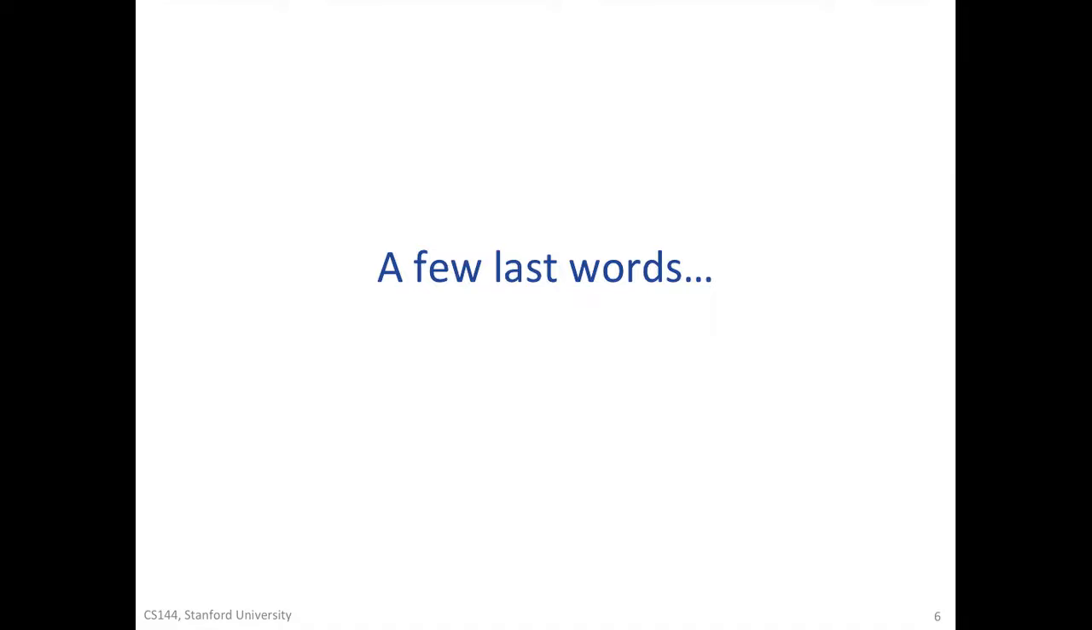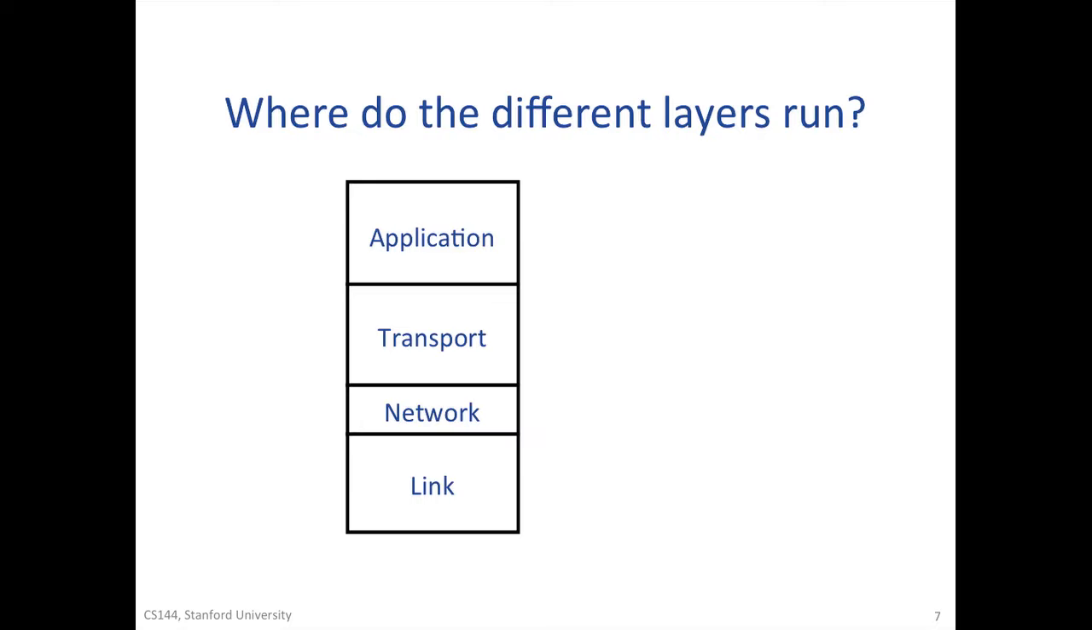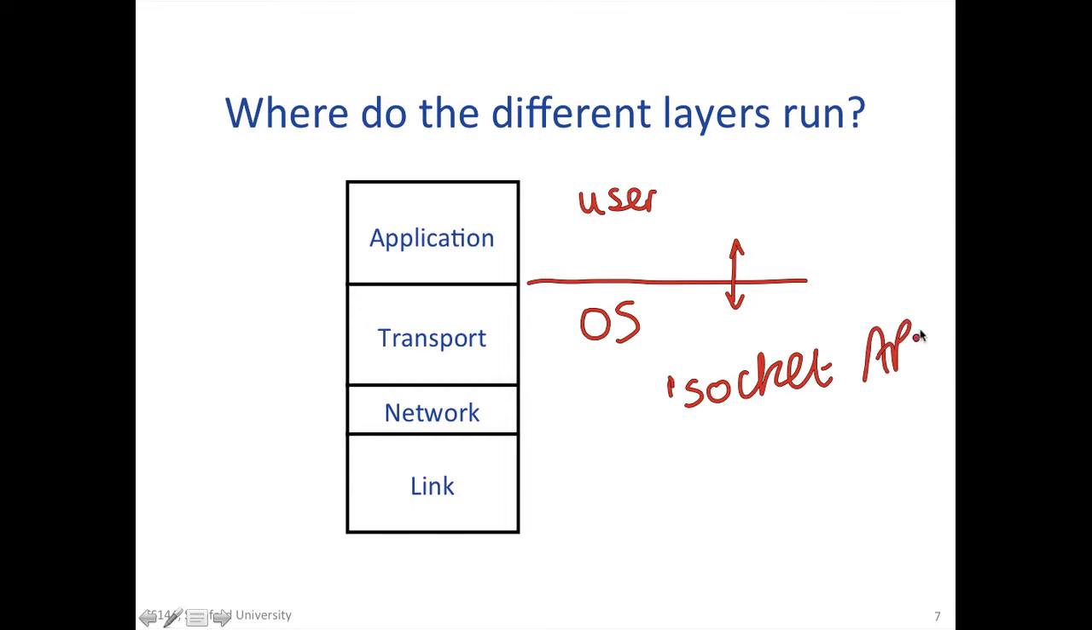A few last words about the 4-layer internet model. You may have been wondering, where do these different layers run? Well, in modern operating systems, it's very common for the application to be running as a user process in user space, and that the transport layers and below will operate inside the operating system. And there's a well-defined API on almost any operating system that you would use called the socket API, which is used by the application process in order to call upon the network stack that's running inside the operating system. Many of you may have used the socket API when creating network applications.